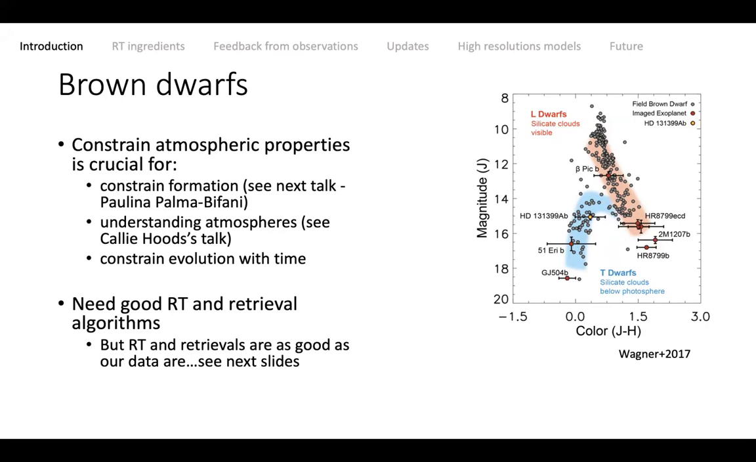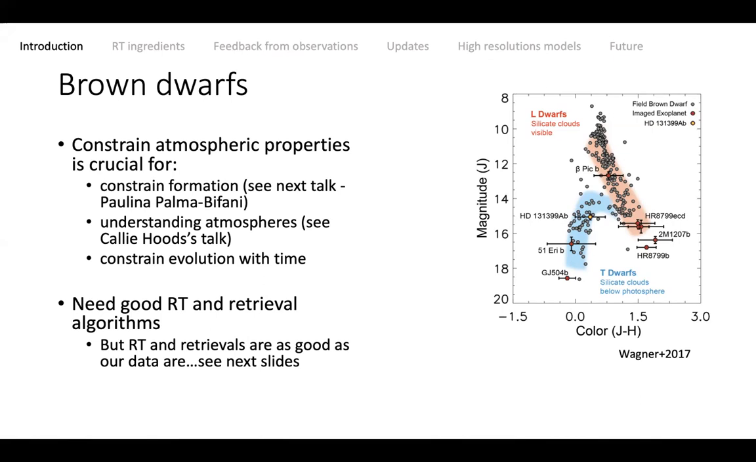You care for a number of reasons. First of all, as you will also see in the next talk, by constraining the atmospheric properties, we can constrain the formation of these objects. Are they more brown dwarf-like or more imaged exoplanet, planetary mass companions? But also, atmospheres in their own right are very intriguing bodies, where we have a great interplay of energy escaping to space with opacities, with clouds.